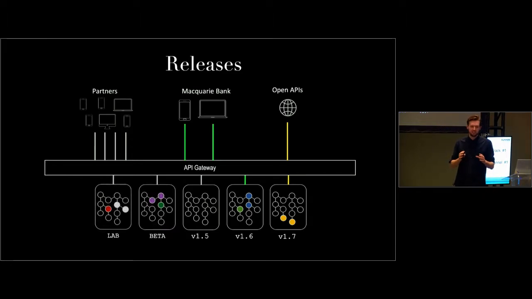We also have the idea of lab and beta environments. So these are production environments, but not exposed to customers. It allows us to do a level of testing in production and then promote from lab to beta to production. And so that's how we do releases. And this sort of tooling we built to do these releases is then offered to those 50 teams who are building the products.